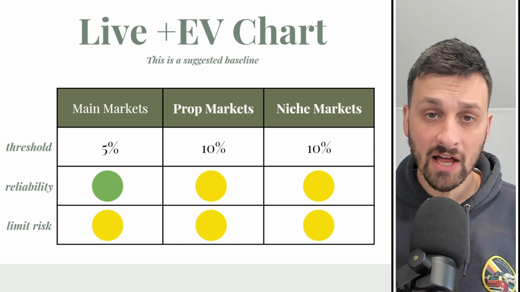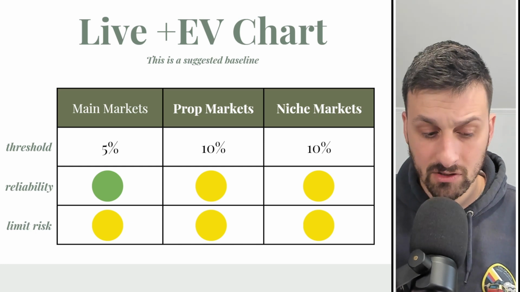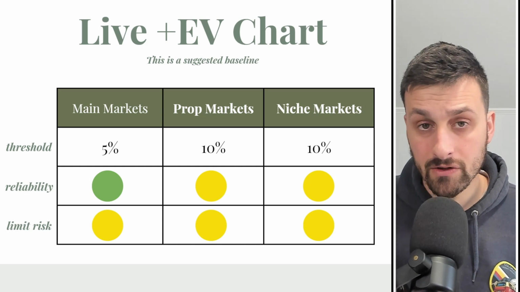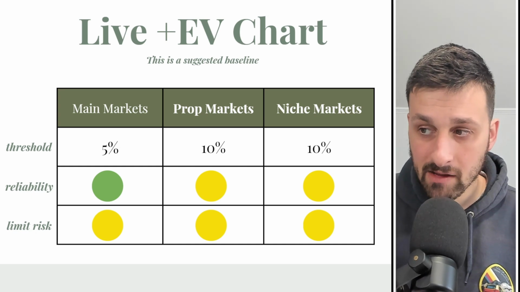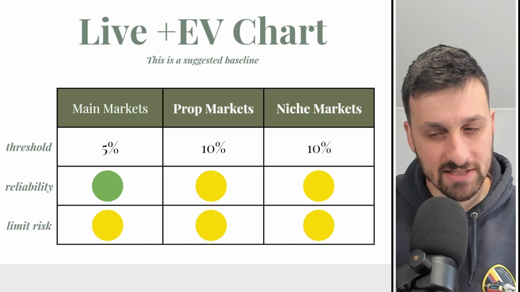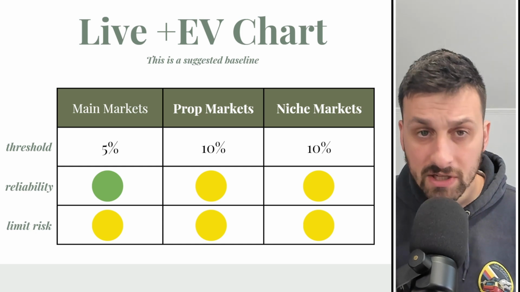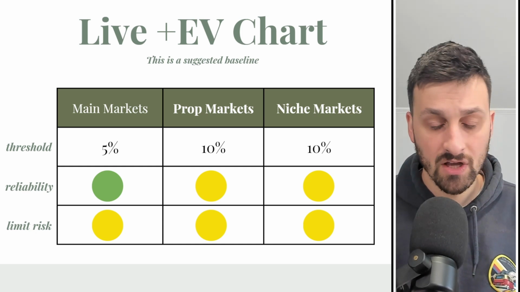So overall, yes, that would be great if you could focus on that, but there are less bets to go around. Now, the live plus EV chart looks very similar. Again, ODDSVIEW does provide users with access to live lines. The threshold stays the same for all of these. The reliability stays the same for all of these, but a bonus is that your limiting risk goes down.